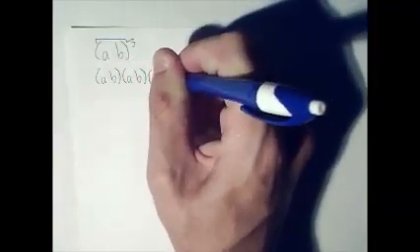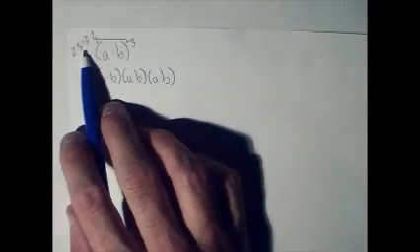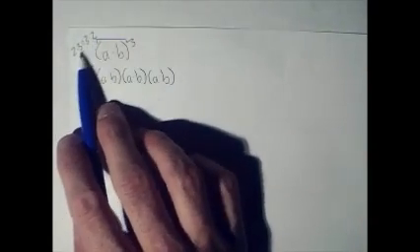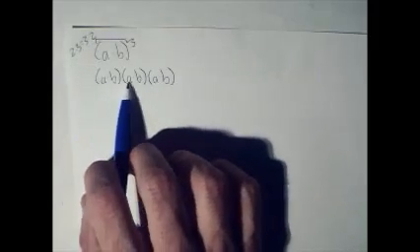ab times ab times ab. Now, going back to one of our arithmetic properties, if we had 2 times 3, it's 6. But if we had 3 times 2, it's 6. This one's called, if you want to know its name, the commutative property, allowing us to change the order of multiplication and still get the same number. Well, that's what we're going to do here.